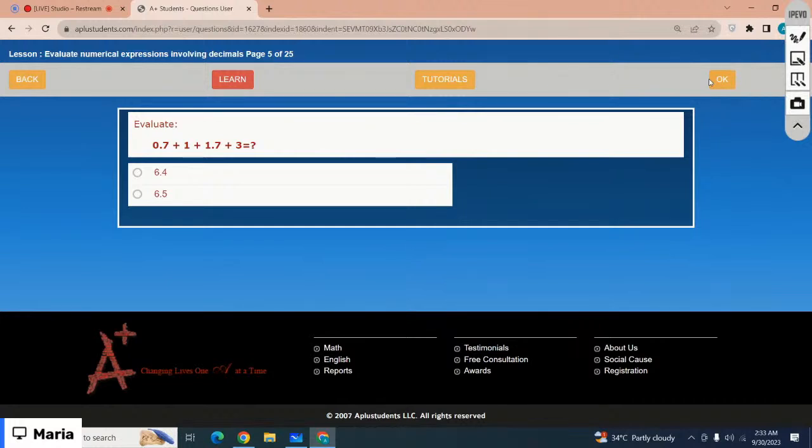Yes, the correct option is 6.4. Very good. The correct option is 6.4. Right?